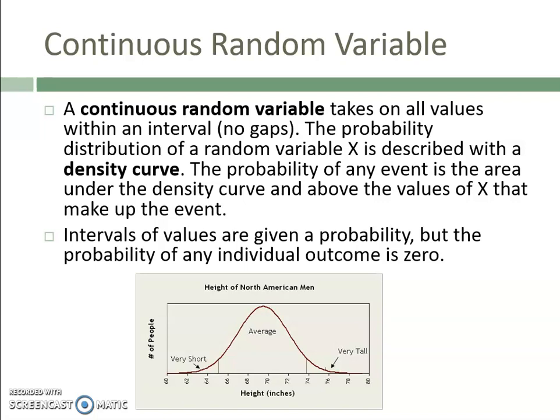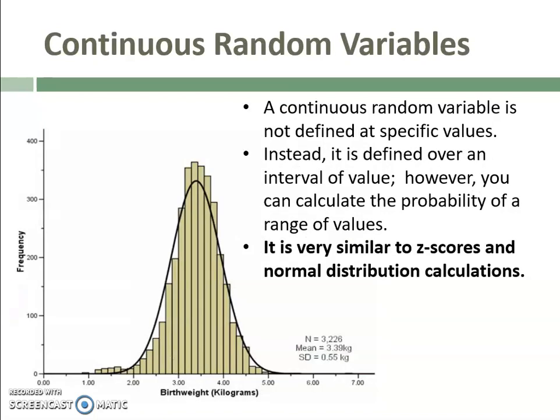The probability distribution of a random variable x is then going to be described with a density curve because of this. So it's not just a histogram anymore, it's now a curve. The probability of any event is the area under the density curve and above the values of x that make up the event. Does that sound familiar? Now, intervals of values are given a probability. However, the probability of any individual outcome is 0. Okay? Now, that's because a continuous random variable is not defined at specific values. Since it can be literally any of infinitely many numbers, the chance of getting one particular number as an outcome is almost impossible. So that's why we would do it on an interval.